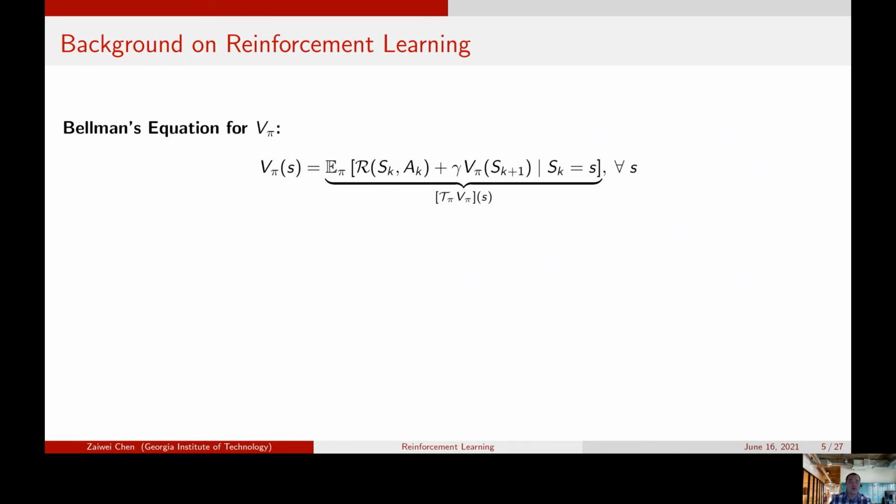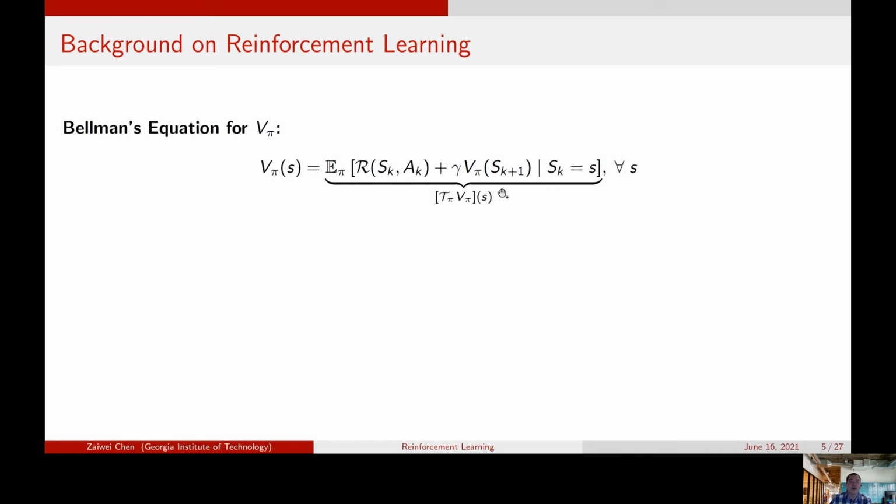A key feature in reinforcement learning is the Bellman equation. So the Bellman equation for the value function v of a policy pi is presented in the following. On the left-hand side, we have the total discounted reward starting from state s. On the right-hand side is a combination of one-step reward plus discounted future reward, and they are equal. This is called the Bellman equation.